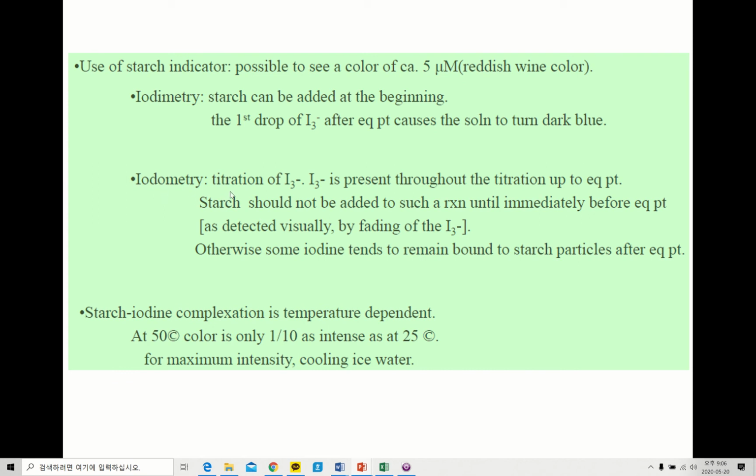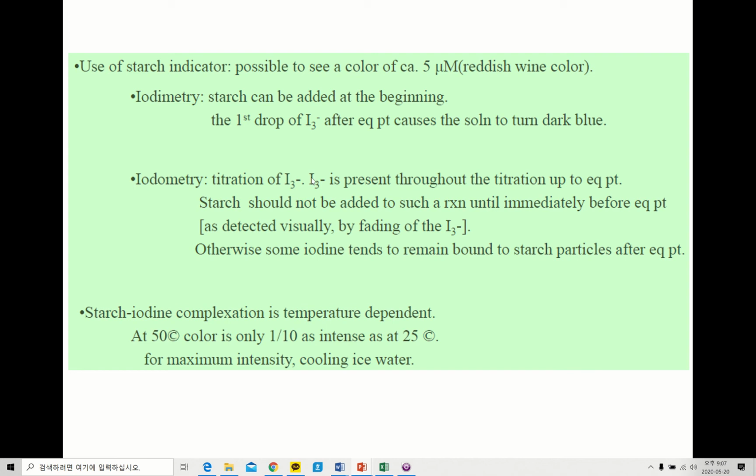In iodometry, the titration of triiodide, triiodide is present throughout the titration up to the equivalence point. So you understand? By other means, you produce triiodide already, from iodide. So triiodide is always there. So starch should not be added to such a reaction until immediately before the equivalence point.